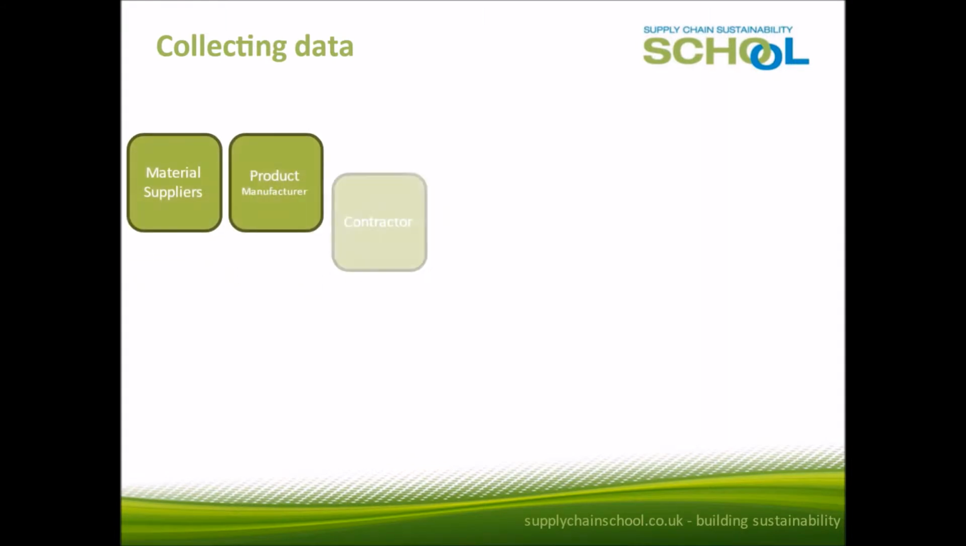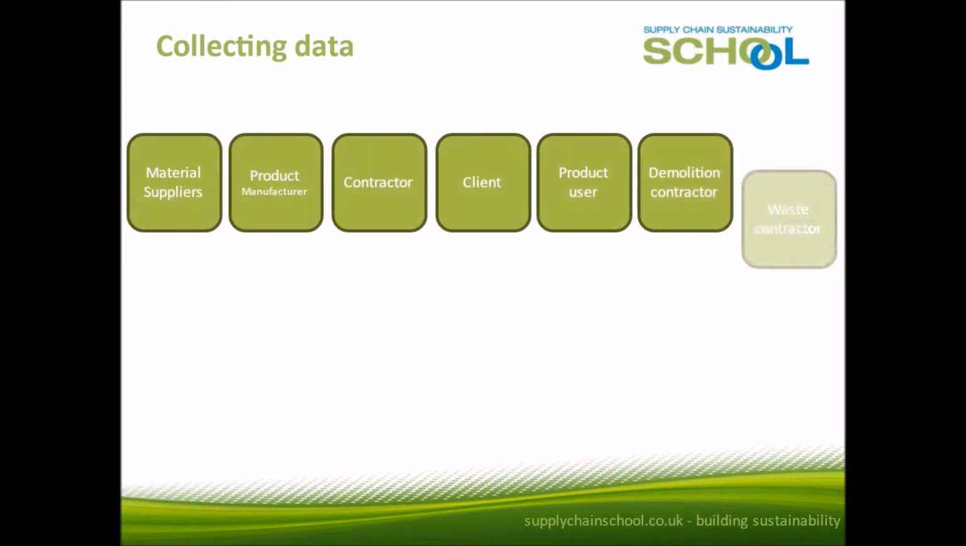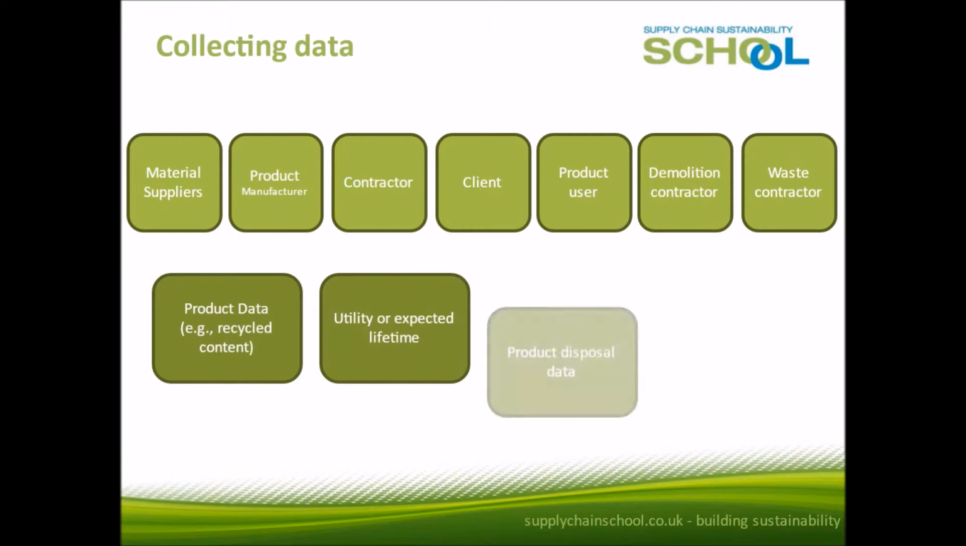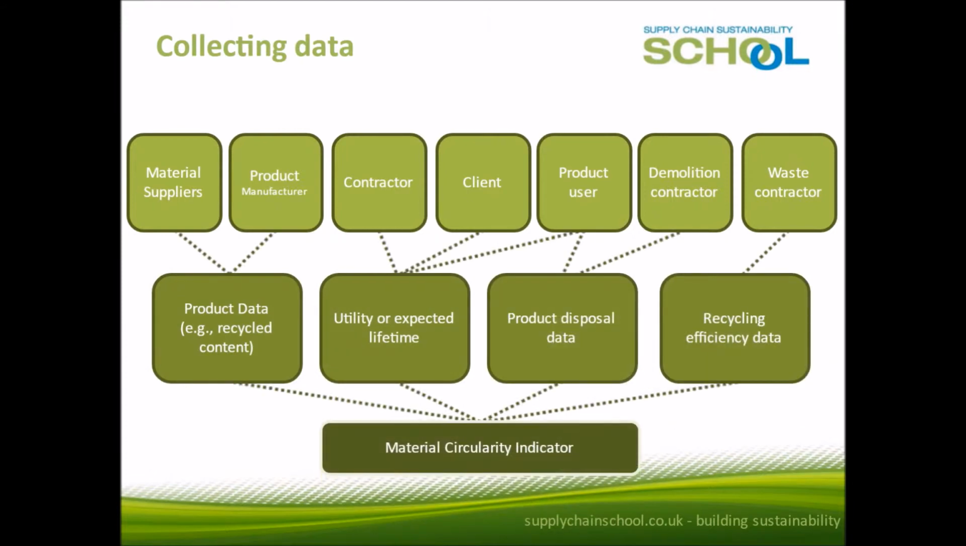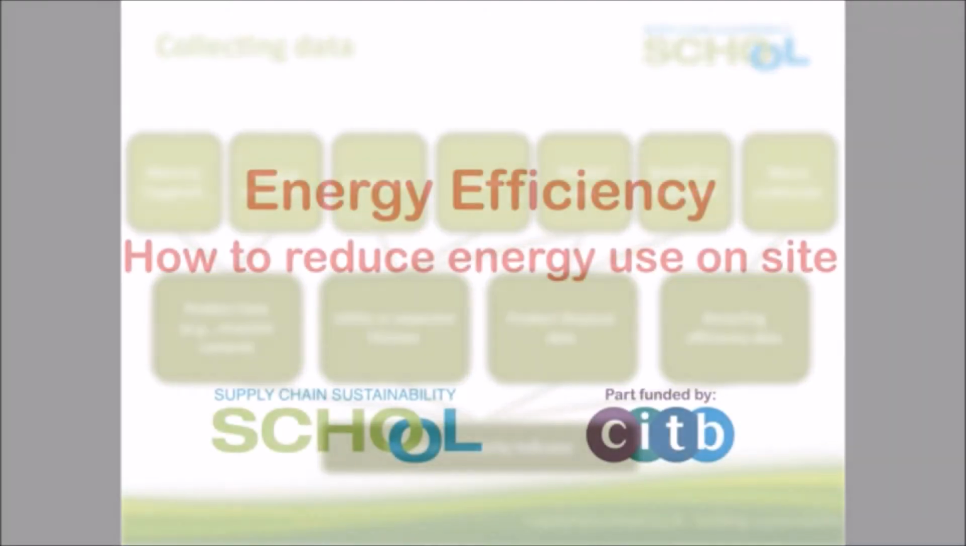The diagram on the screen shows the different stages of a simple construction product supply chain. Each one of the different supply chain players holds different information and data about products and the way they are used, and therefore the most effective way to collect information on circularity is through collaboration.